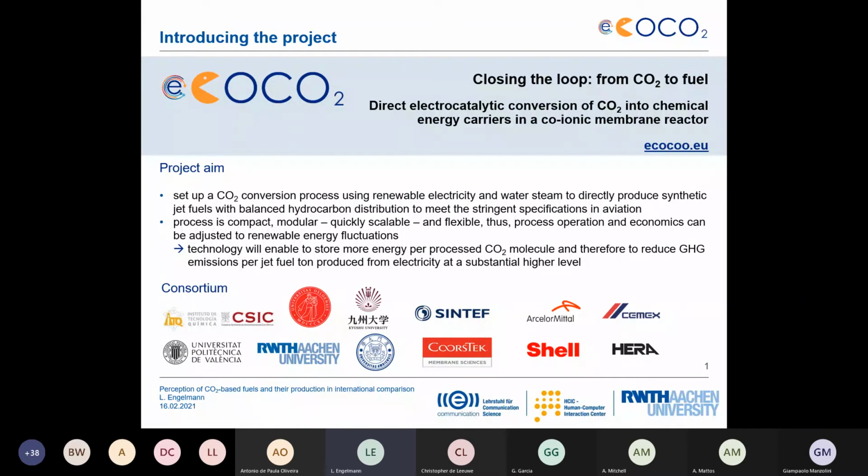The aim of this Horizon 2020 project is to set up a technology that enables us to produce hydrocarbons by using water, steam, and renewable electricity. The produced hydrocarbons will then serve as a component for synthetic jet fuels, and this way more energy can be stored per processed CO2 molecule, and a reduction in greenhouse gas emissions per jet fuel ton can be achieved. As a social scientist, I'm no expert on technological details, so if you're interested in more input on the technology, feel free to visit the project's website or perhaps reach out to Jose Serra.